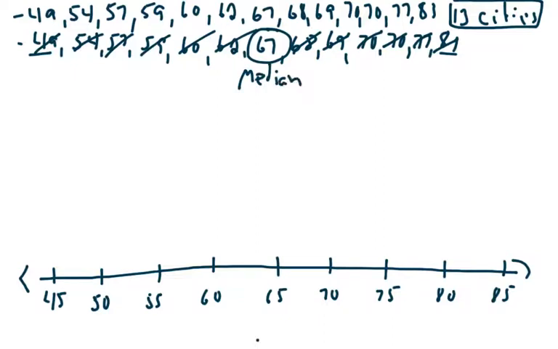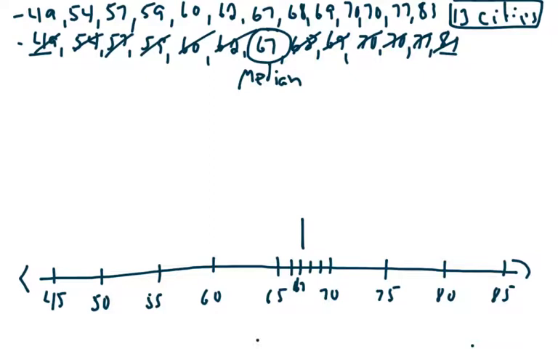Okay? Median is 67. So I go down here, 66, 67, 68, 69. I'm going to go above the 67, which is about right there. And I'm just putting a line. That's my median.